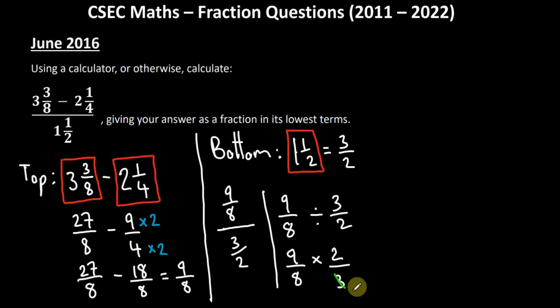So it's 3 into itself goes 1, 3 into 9 goes 3, 2 into itself goes 1, 2 into 8 goes 4 times, which leaves us with 3 times 1, that's 3, divided by 4 times 1, 4. And this would definitely be our solution right there.